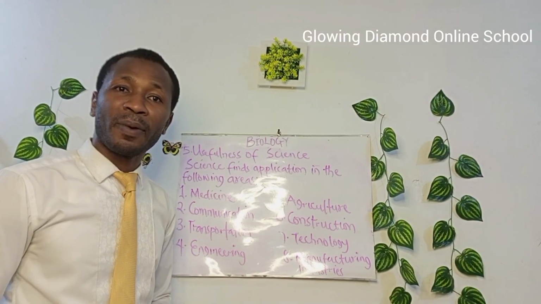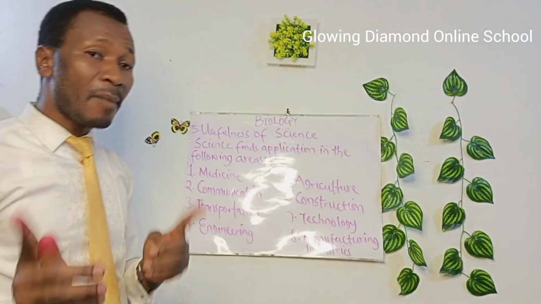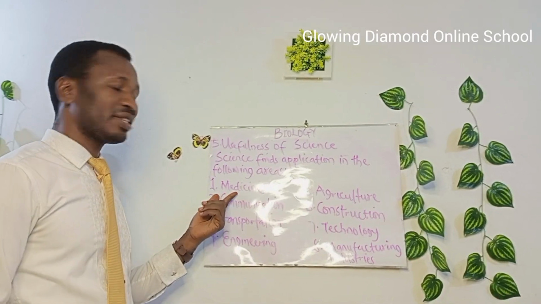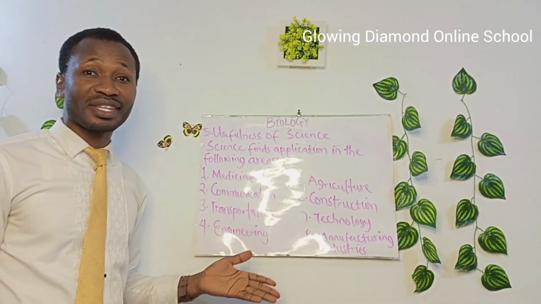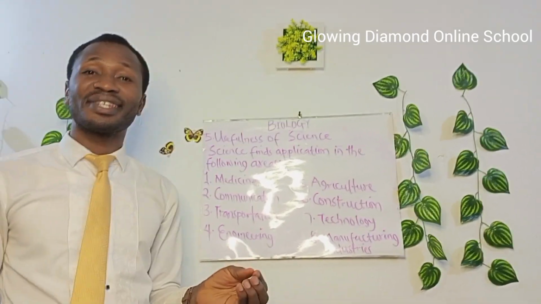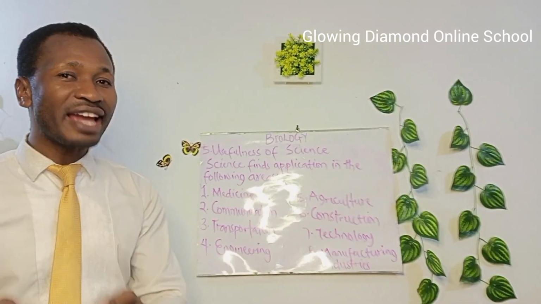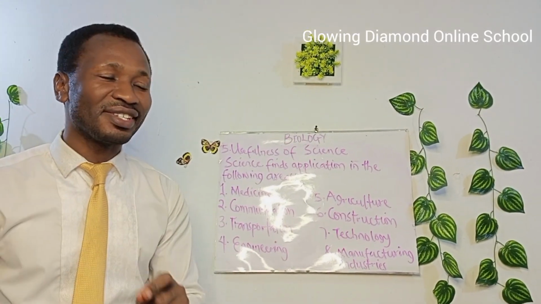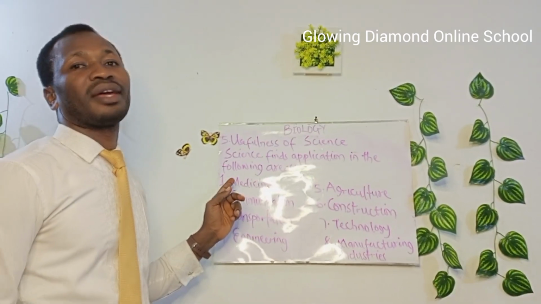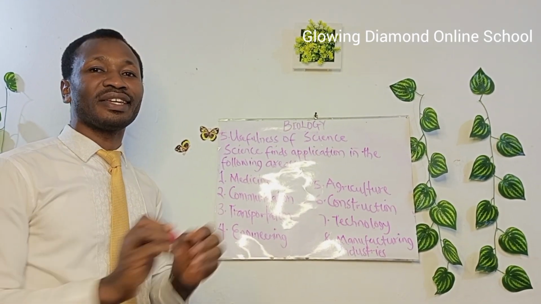We come to the final point now, which is the usefulness of science. Science finds application in so many fields of life. Amongst these fields is medicine. A lot of drugs have been produced to treat sicknesses, to treat all kinds of infection. The knowledge behind the production of the drugs and vaccines is obtained from science. So science is important in medicine.